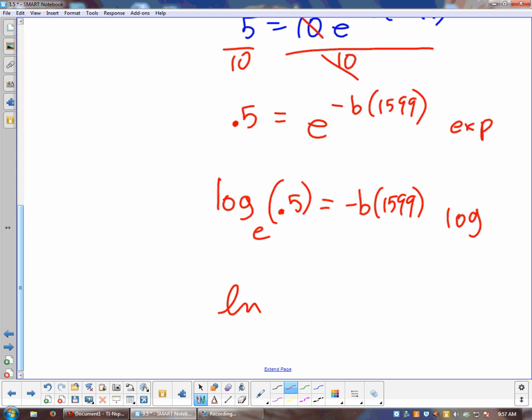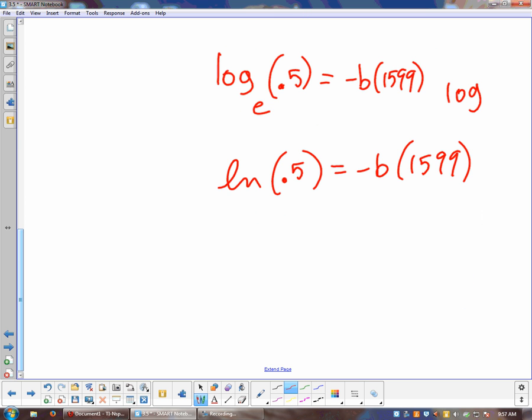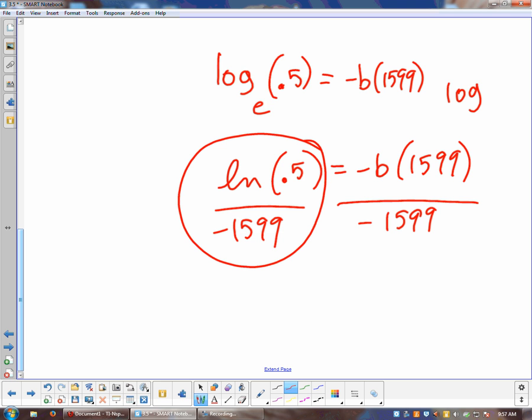And so if that's our case, that we've got ln of 0.5 equaling negative b times 1,599, what would be our next step? Again, we're trying to solve for b. Billy. All right. Can we divide by negative 1,599? All right, we're going to divide both sides by negative 1,599. So with your calculators, would you do that now, please? You're going to do ln of 0.5 over negative 1,599, because this is dividing out. The negatives are becoming positive, and we're getting b is approximately what?